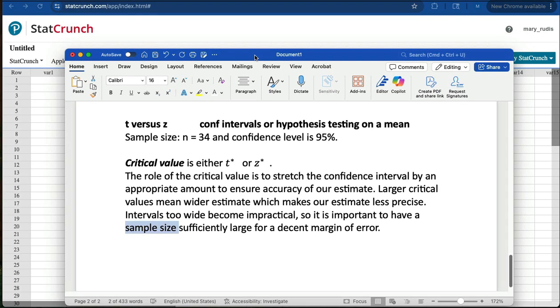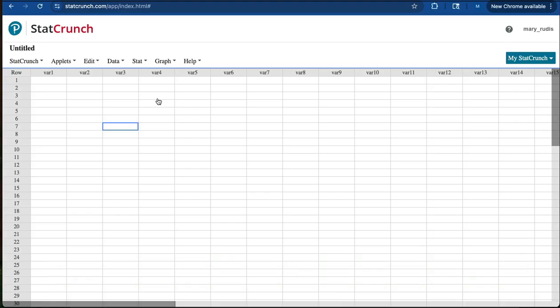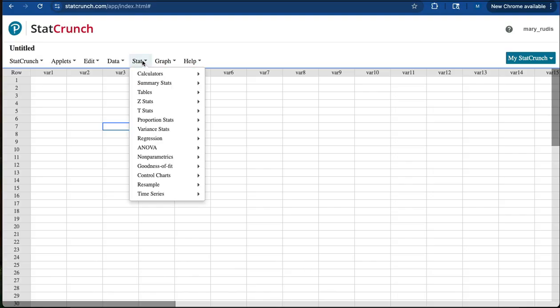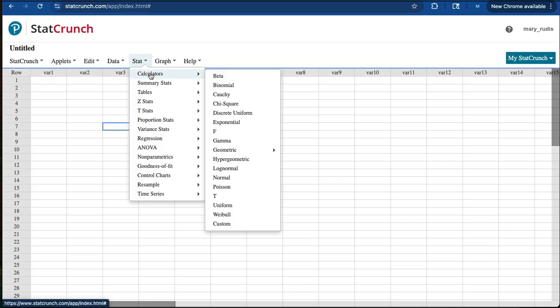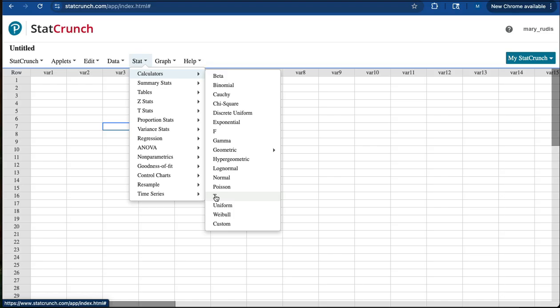So I've brought it up in this window here. Basically, when you're looking for a critical value, you go to your stat menu and you're just looking up. We're just going to use our calculator here. So let's start with the T. I'm going to go to calculators and go to T.